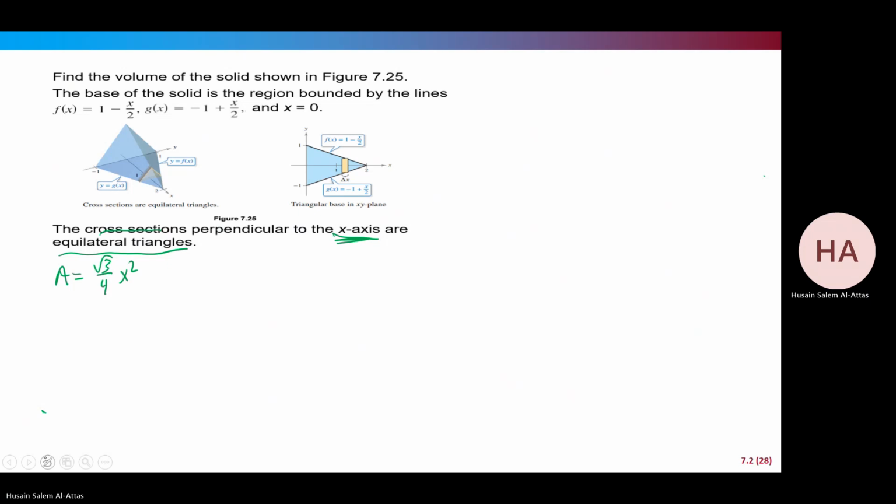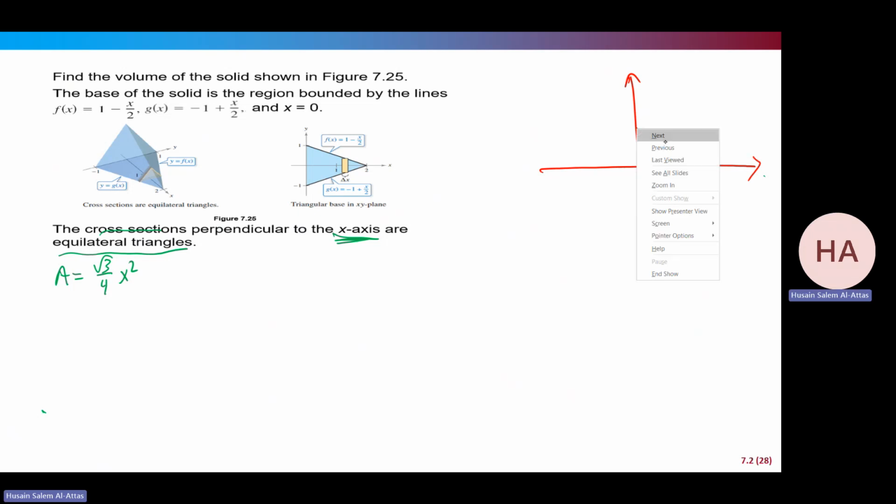Let me graph using the red one. I have two lines here. Okay, 1 minus x/2. How to graph that? At x equals 0, it's 1. At x equals 2, it's 0. So something like this. This is 2, this is 1. This is the first line.